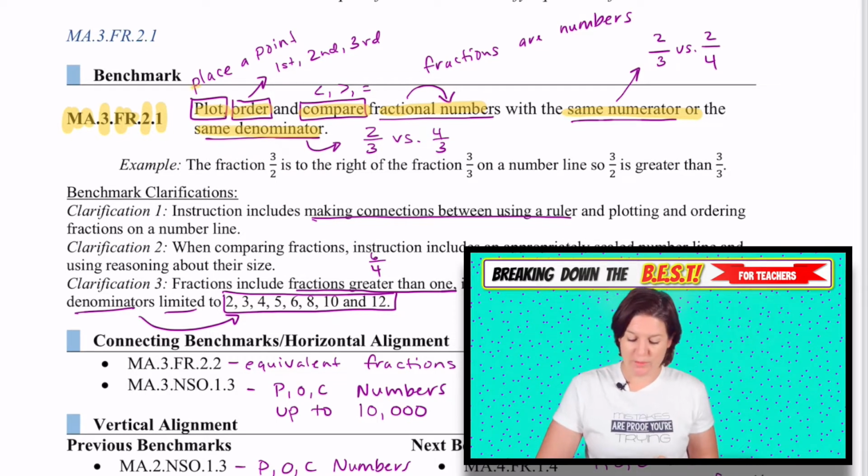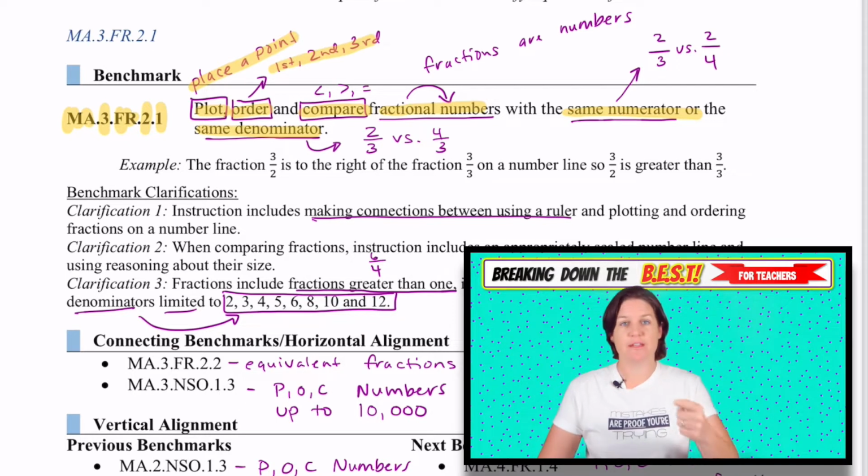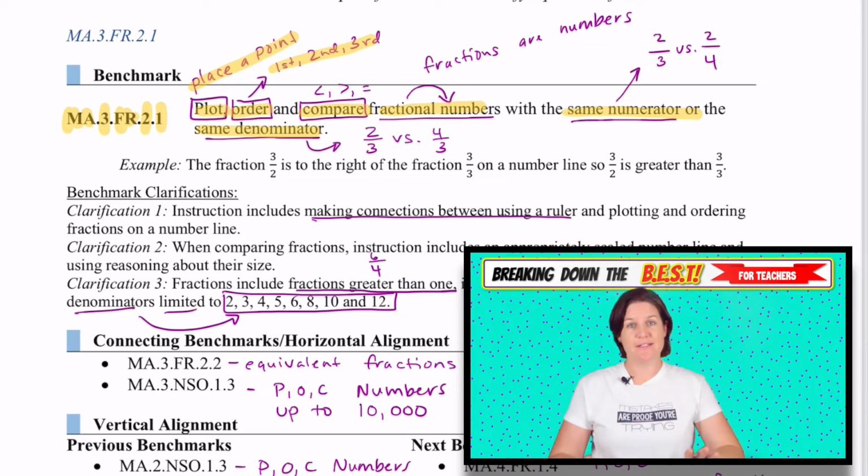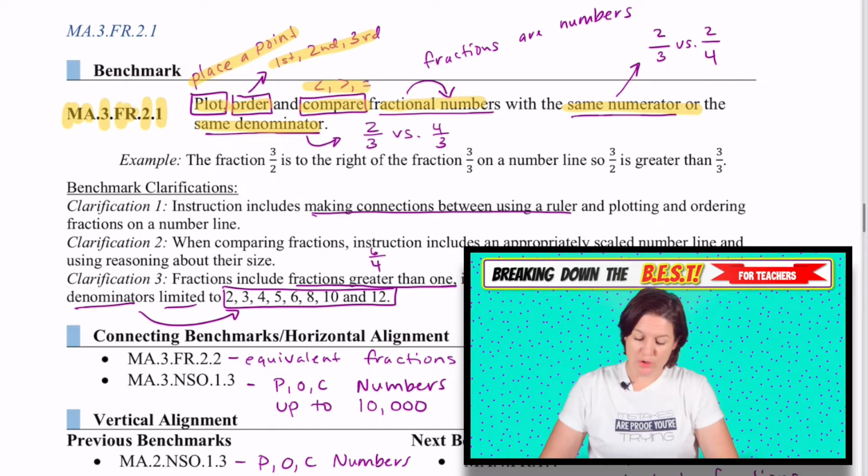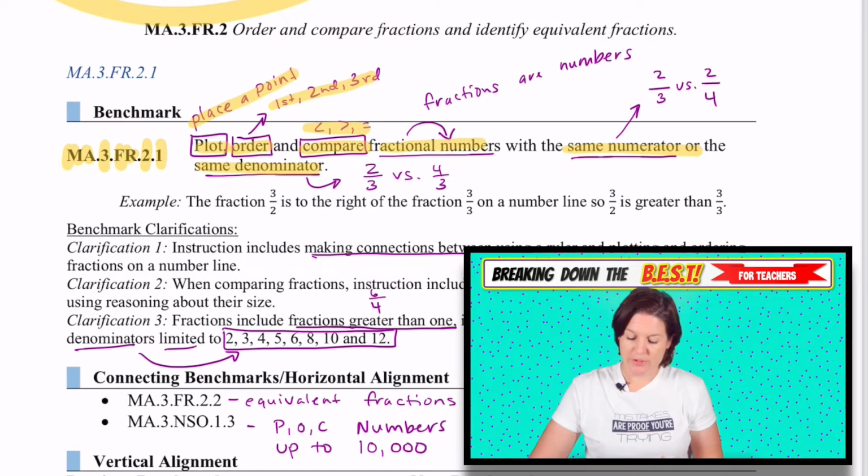Plot means that we're going to be placing points. Ordering them means putting them in order, first, second, third. That might mean from least to greatest or from greatest to least, ascending order or descending order. Comparing using these symbols, the less than, greater than, or equal to symbols. And fractional numbers is just saying that fractions are numbers.